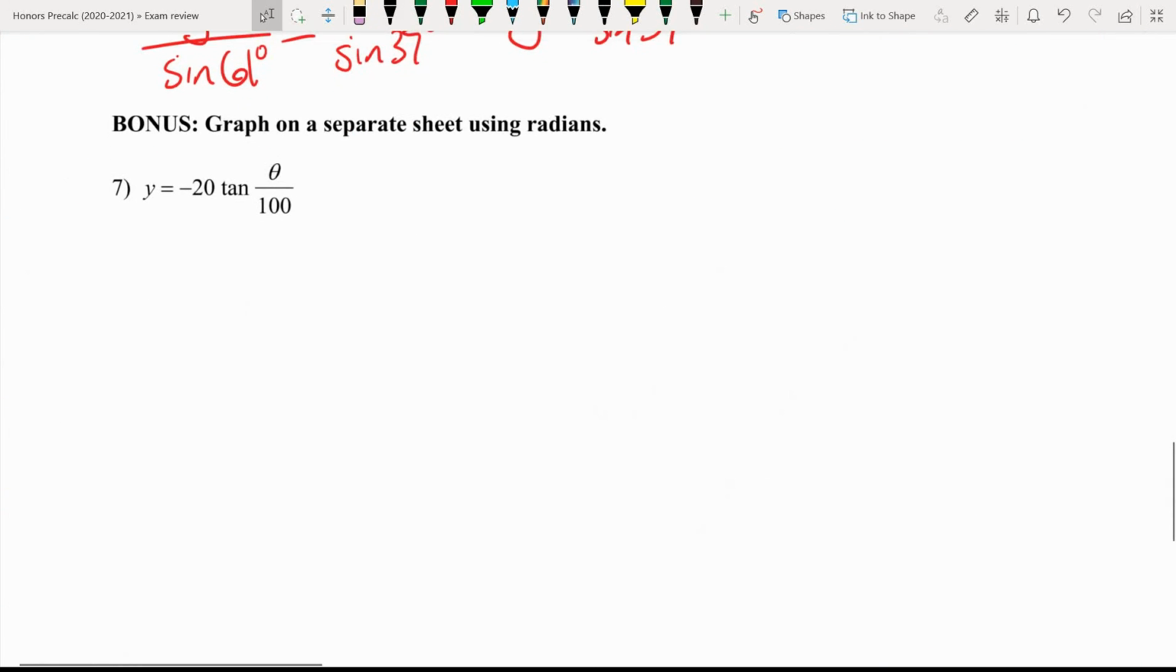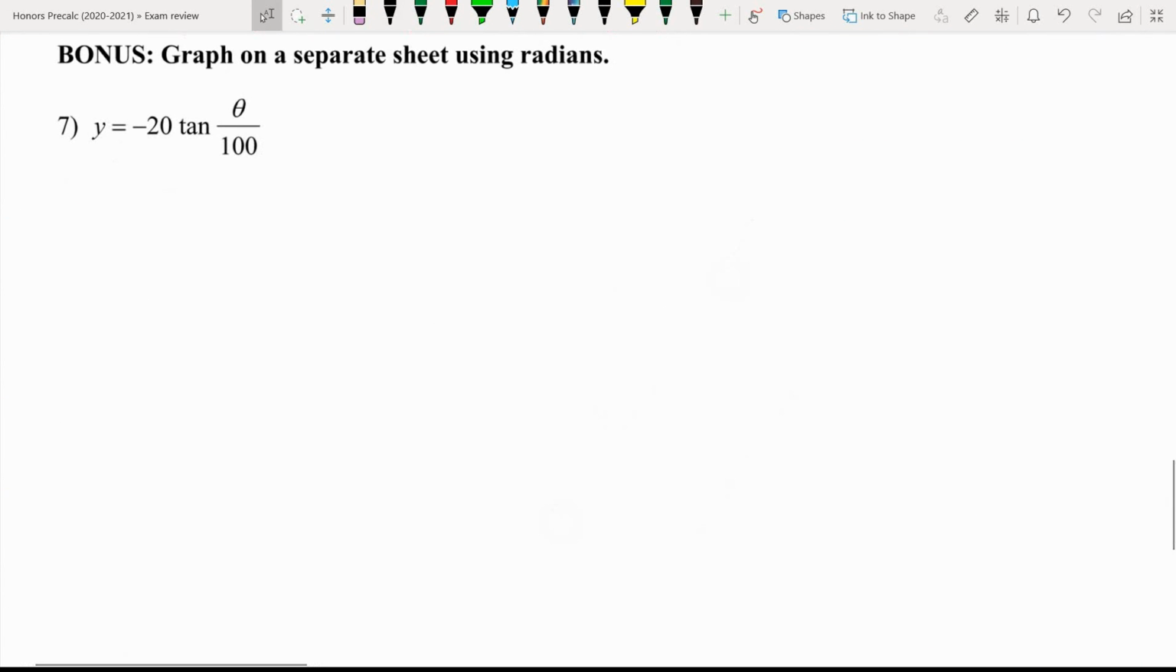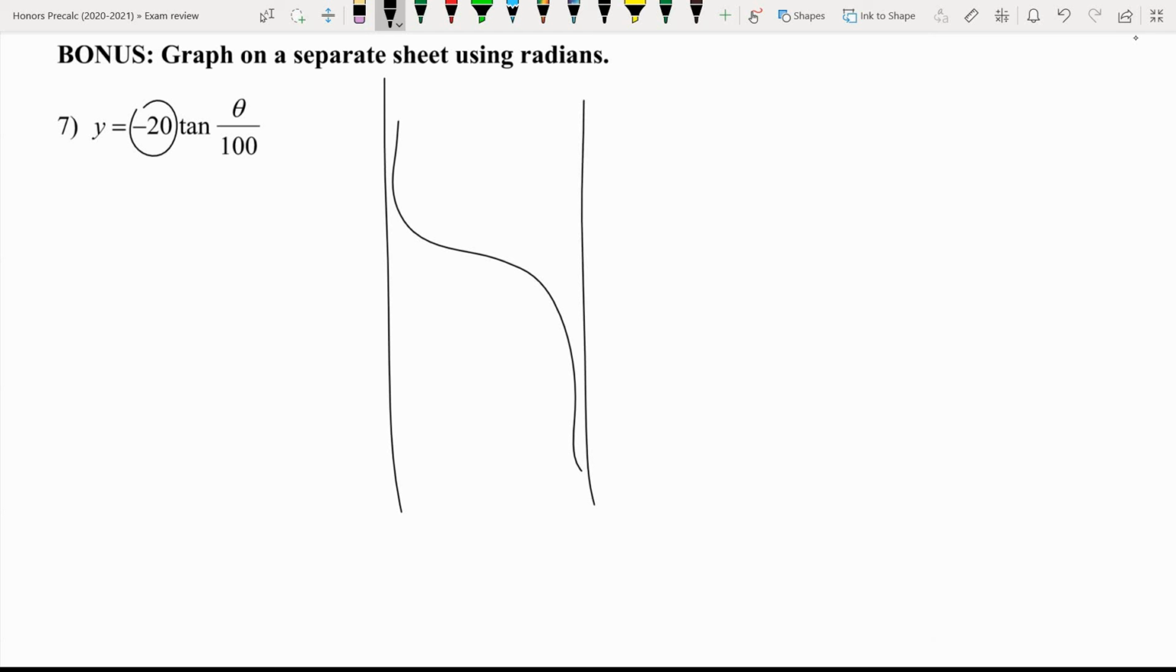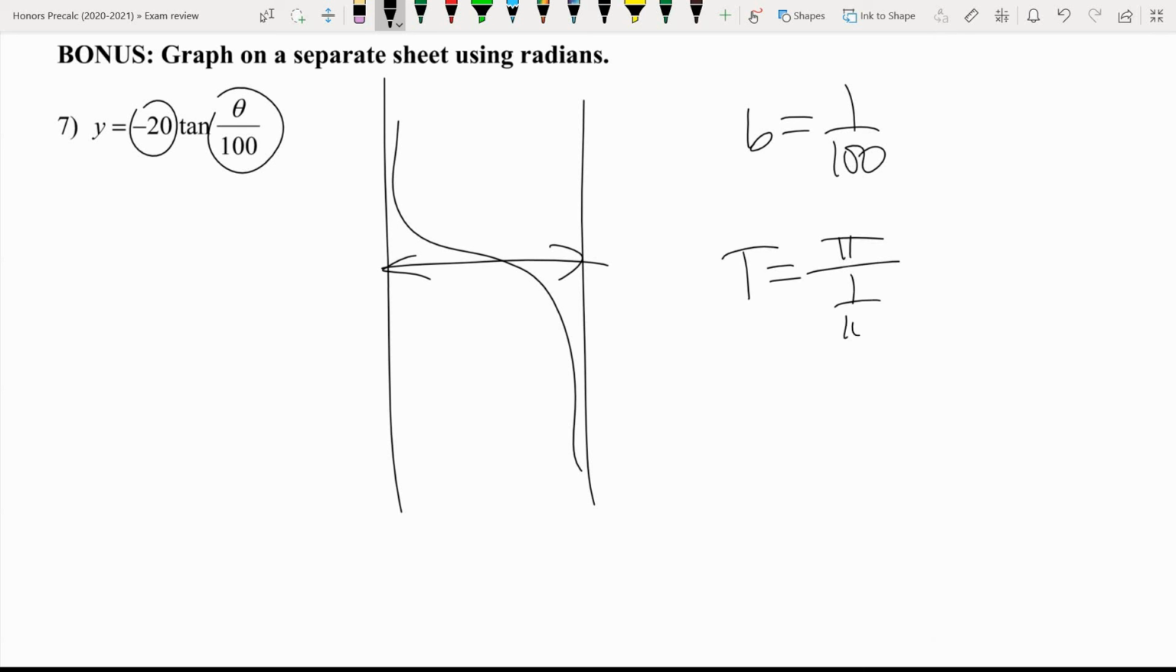And then we had this bonus question at the end. Only thing I'll mention about this, I'm not going to do the graph of this, but since it's a negative 20, it's going to flip upside down. Normally, a tangent looks like this, so instead of like that, it's going to look like this. The period here, if we want to draw that in between these two, well, b is equal to 1 over 100, so the period is pi divided by 1/100th, which is actually just 100 pi. So that distance between these two would need to be 100 pi.